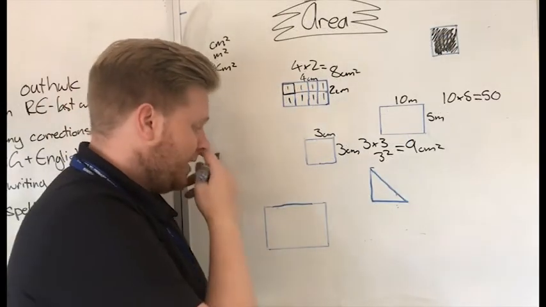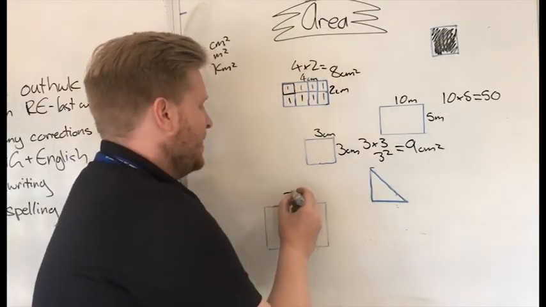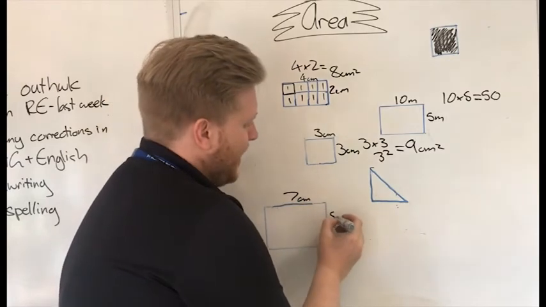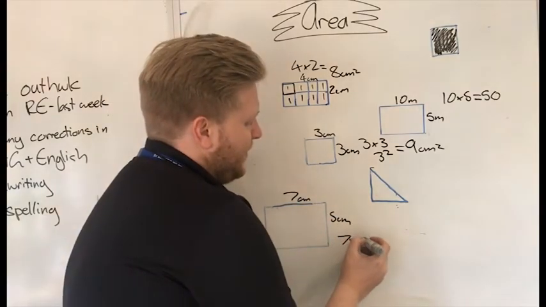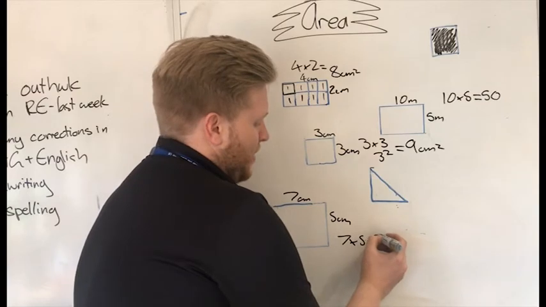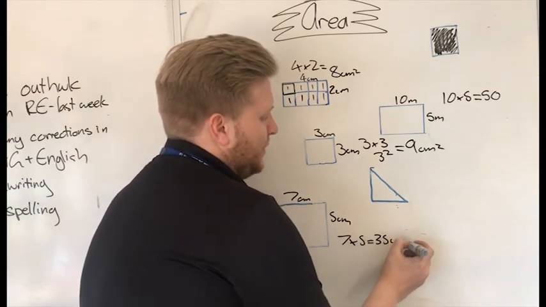So let's go on to this rectangle here. Say if we had 7 centimetres and 5 centimetres, simply do 7 times 5 and get 35 centimetres squared.